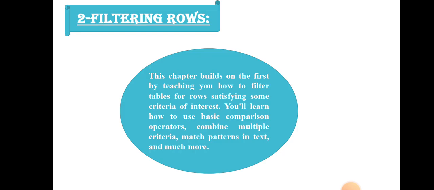Filtering rows. It is the second chapter of Introduction to SQL. This chapter builds on the first by teaching you how to filter tables for rows which satisfy some criteria of interest, in which we learn how to use basic comparison operators, combine multiple criteria, match patterns in text, and much more.